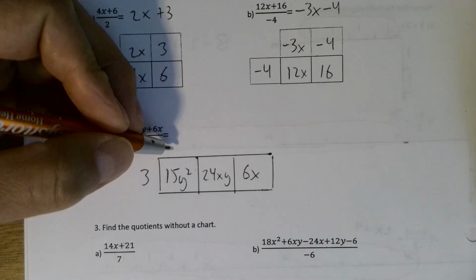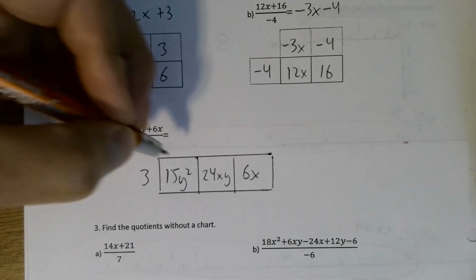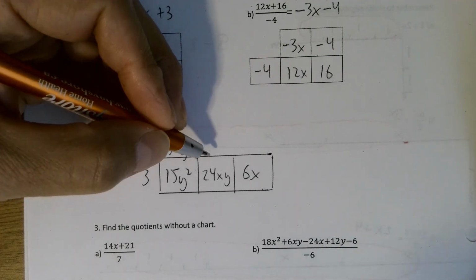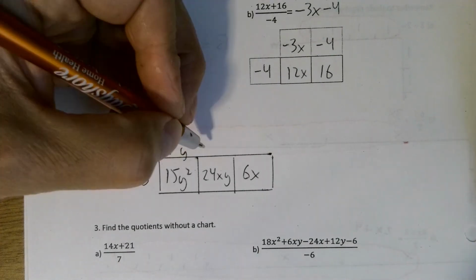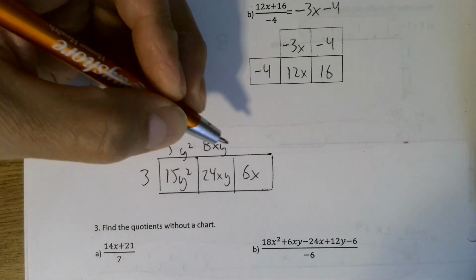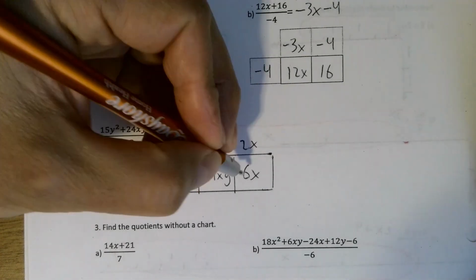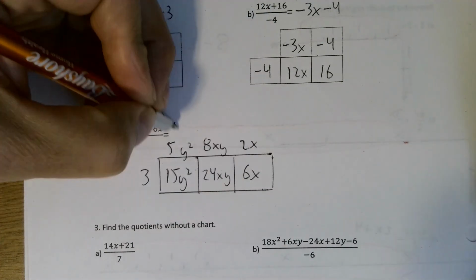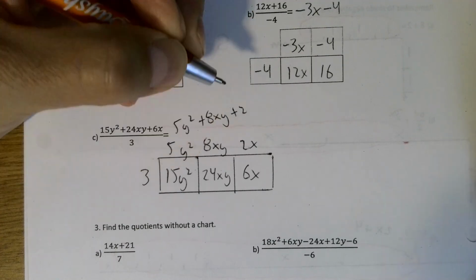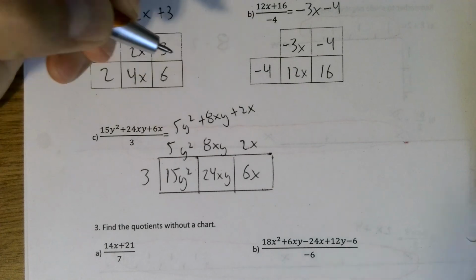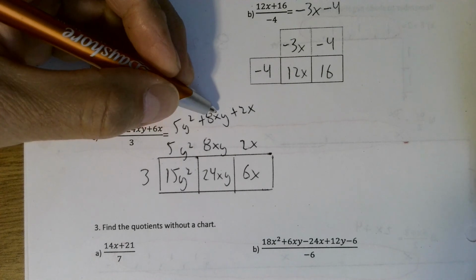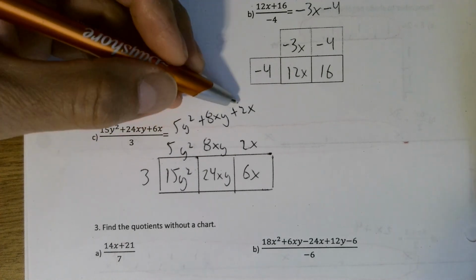So something times 3 has to equal 15y squared. It's going to be 5y squared. Something times 3 is going to have to equal 24xy. So that'll be 8xy. And 2x times 3 is going to equal 6x. So my answer is 5y squared plus 8xy plus 2x. And double check that's in the right order. Y times y is 2 variables, x times y is 2 variables, so these are both degree 2. That's only degree 1, so it should go last. Good.